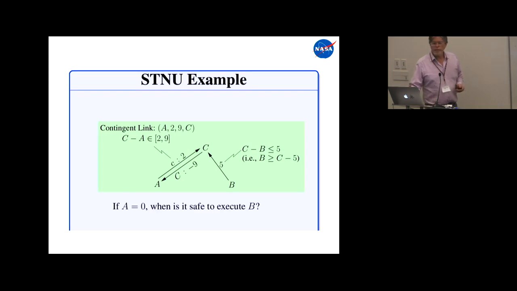So the question is, let's say we fix A at 0. When is it safe to execute B? When is it safe to execute B? How would you express that?